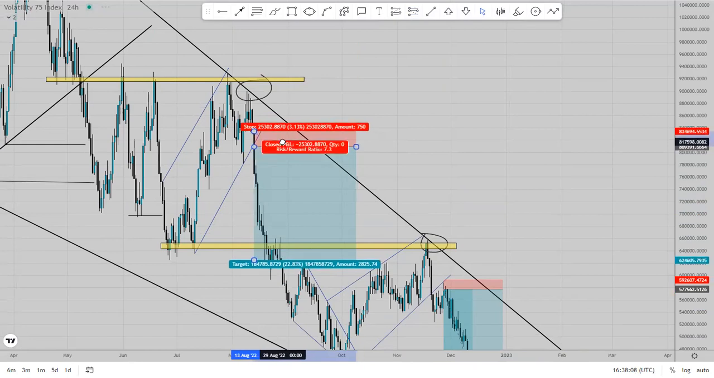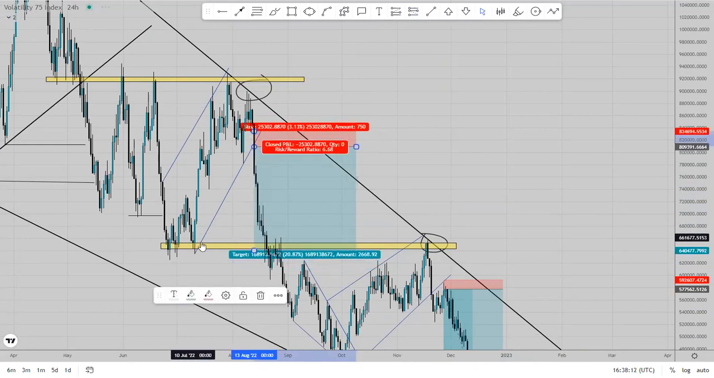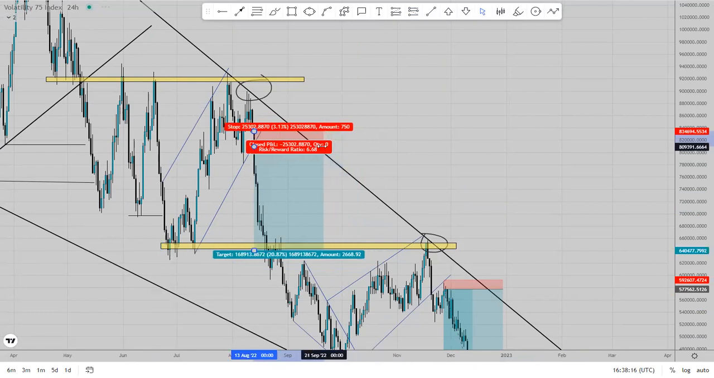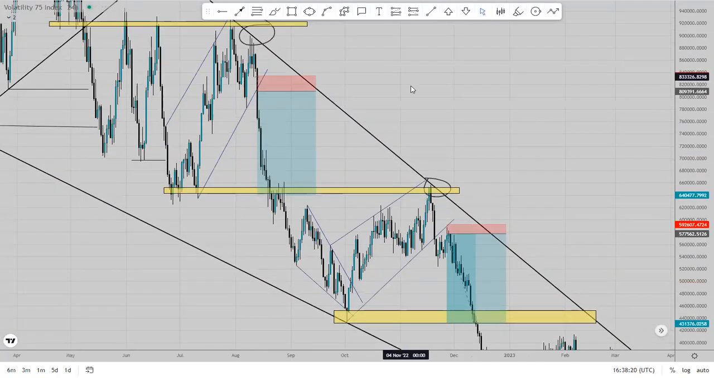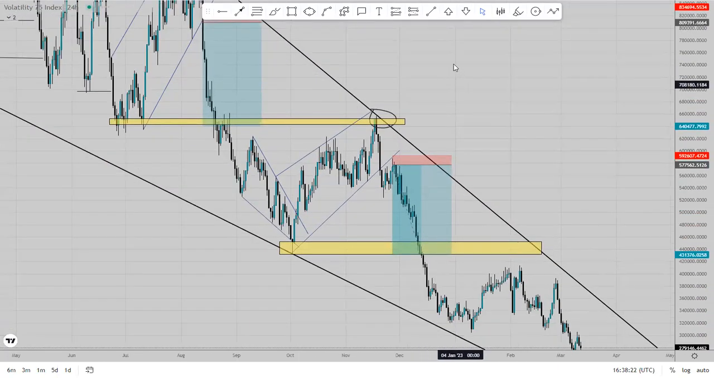You could have gotten this entry. Your target, same target. You always look to the left. Swing low. Previous swing low was this one. So these are some of the major trades that one could have taken all the while on VIX 75.